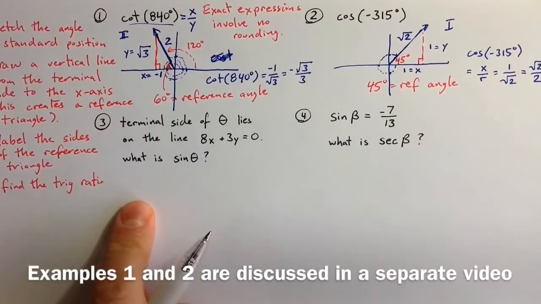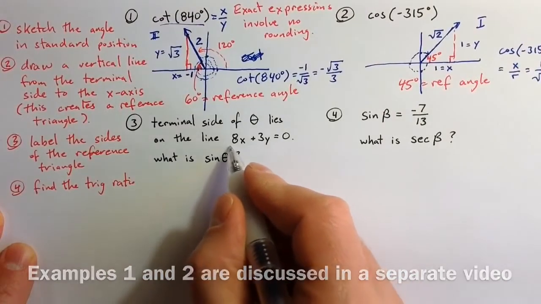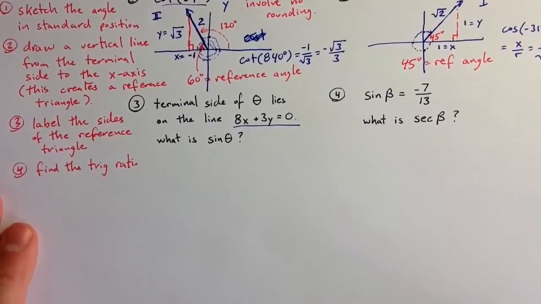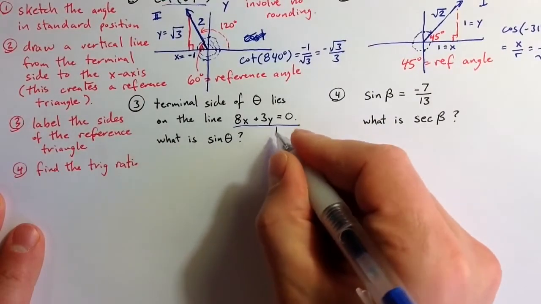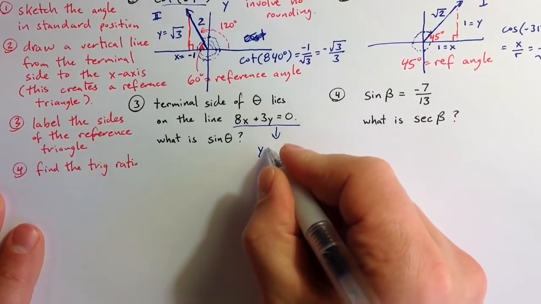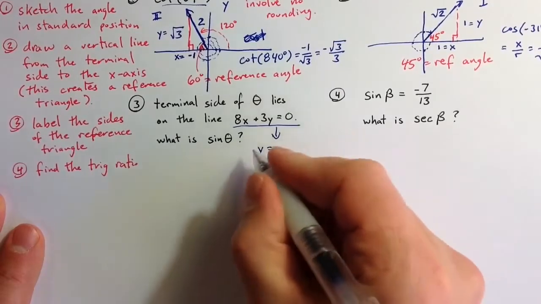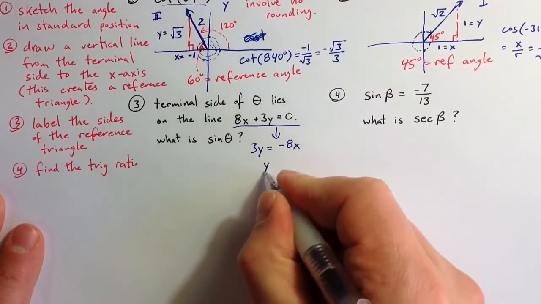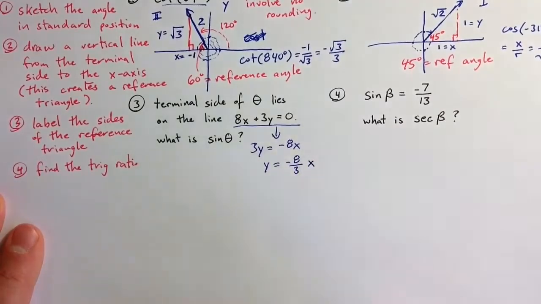Now, for example 3, we aren't given an angle measure, so we aren't going to know the value for theta, but we know that the terminal side lies on the line 8x plus 3y equals 0. And so if we can rewrite that in slope-intercept form, moving the x to the other side, I would get 3y equals negative 8x. Dividing by 3 gives us y equals negative 8/3 times x.